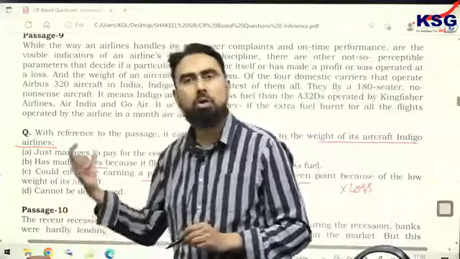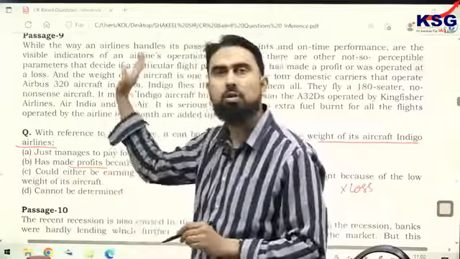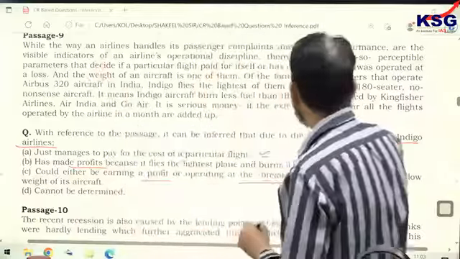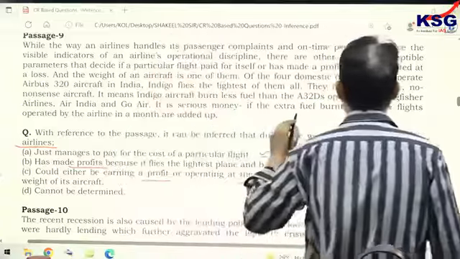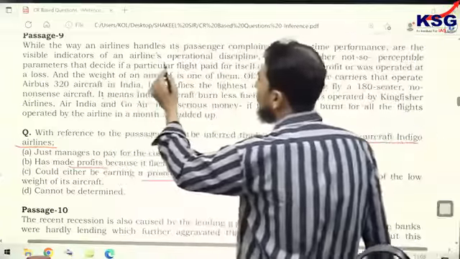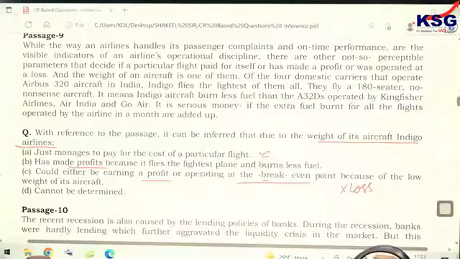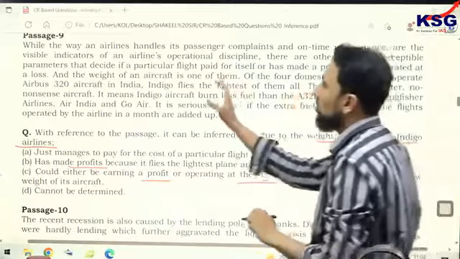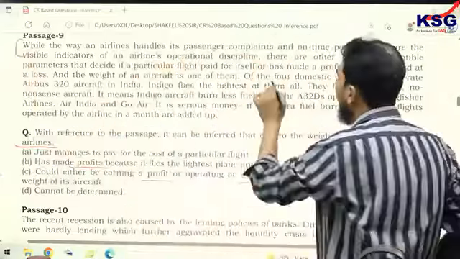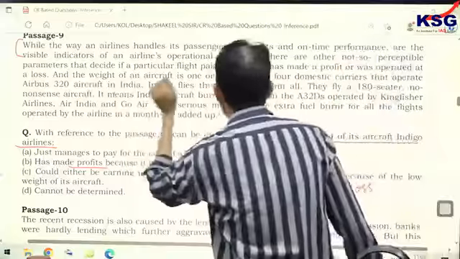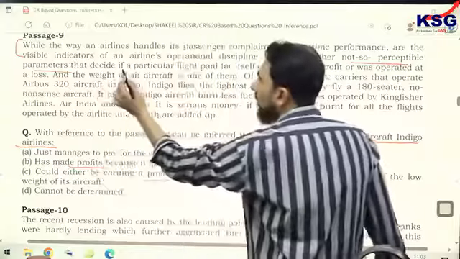So as you know that inference means a deduction, and for that deduction you must have sufficient data present in the para, right? So when you read this para, the way an airline handles its passenger complaints and on-time performance are the visible indicators of an airline's operational discipline, right? Now, this is something that the author is generalizing, this is not related to the subject. And then he said there are other not so perceptible parameters. Look at this plural form, not so perceptible parameters that decide, and then the author gives the details.